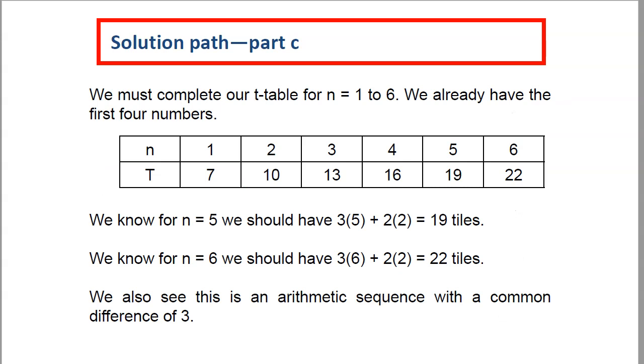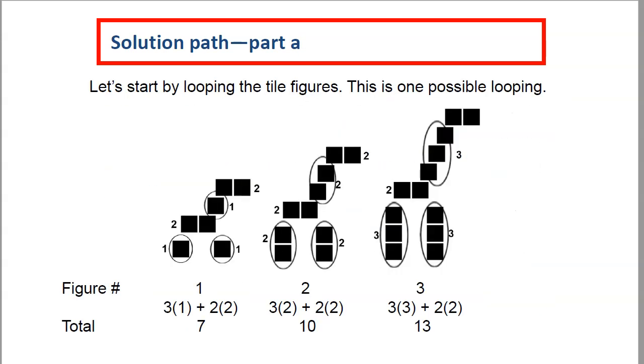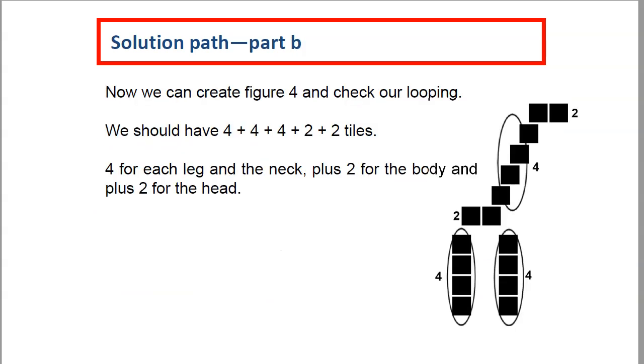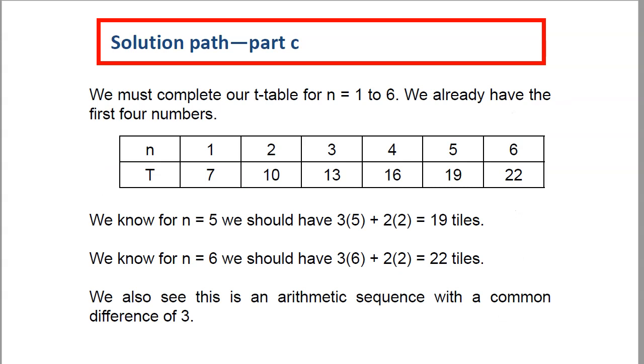Now we complete our t-table for n equals 1 to 6. And we already have the first few numbers. You can see we included those on our table: 7, 10, 13, and then when we look at figure 4, we have 12 plus 4, or 16. So 7, 10, 13, 16. For 5, we should have 3 times 5 plus 2 times 2, 19 tiles. And for 6, we should have 3 times 6 plus 2 times 2, or 22 tiles.